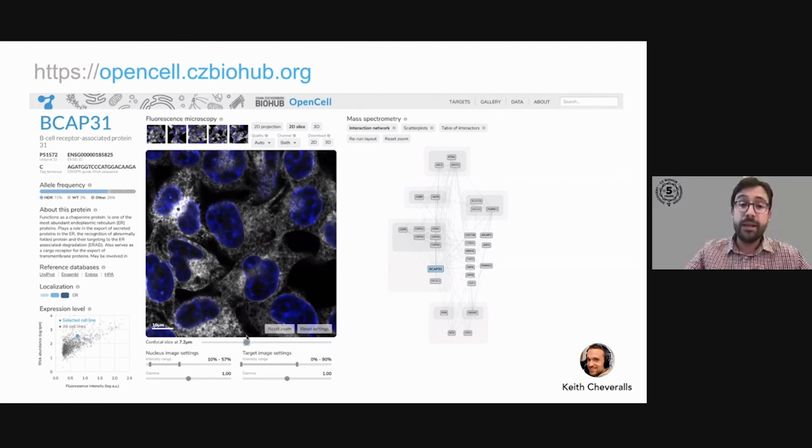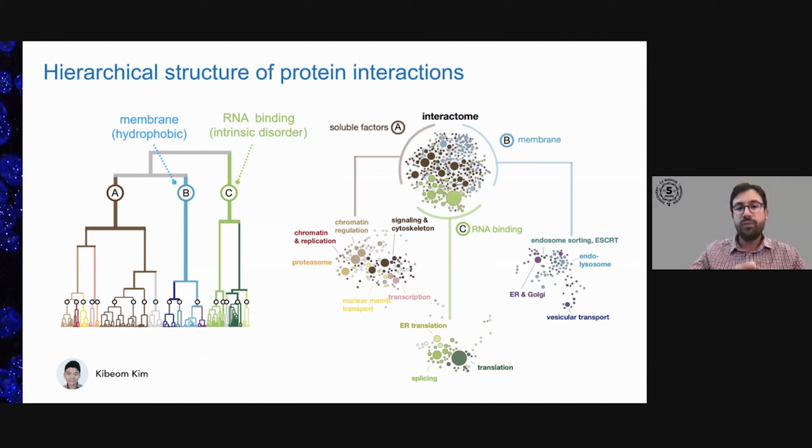Now, of course, now that we have this critical mass of data, what is really fun is to analyze it. And we were especially interested in holistic analysis, looking at the structure of the whole data sets in a way that would tell us something about the global features that organize the human cell. Here's an analysis that I particularly like that was derived by Kibom, who is a data scientist on the team.